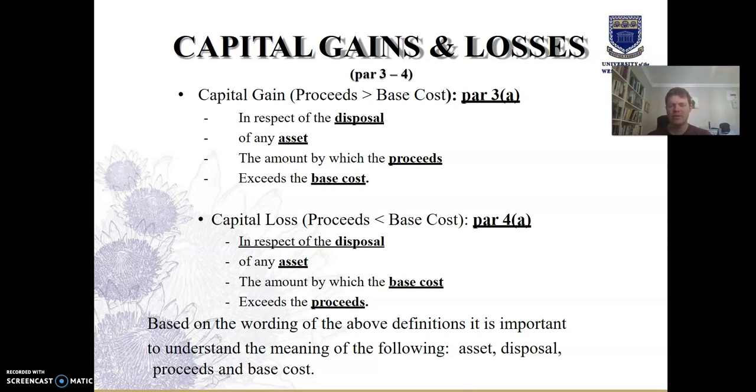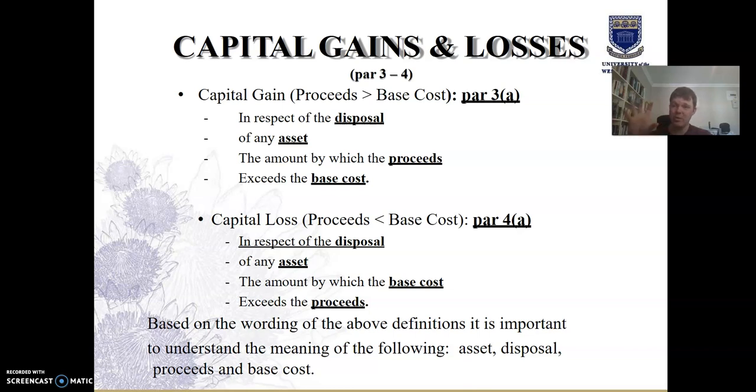And paragraph 3, and 4, very simply describes what a capital gain and what a capital loss is. A gain is when your proceeds exceed your base cost, and a loss is when your base cost exceeds your proceeds. Okay, just a reminder that you can see the 4 elements that I said are going to be key earlier. An asset, disposal, proceeds, and base cost are what you need to determine whether there's going to be a capital gain or a capital loss.